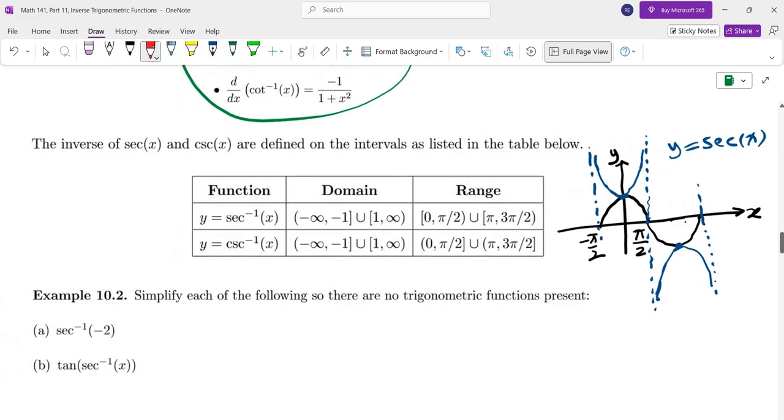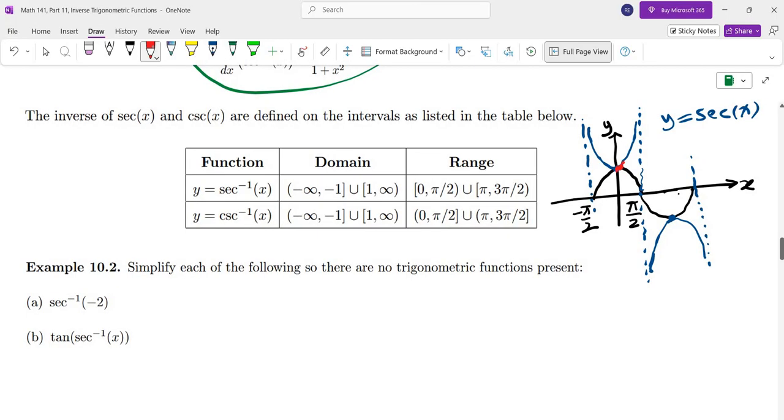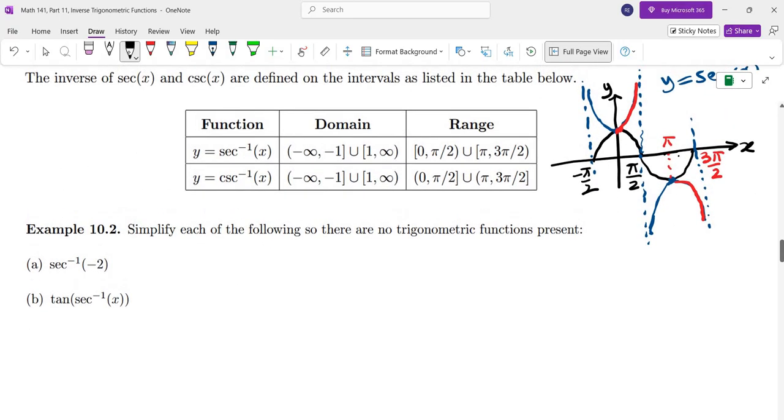Well, because of an absolute value that appears in the formulas, the best choice would be this piece and this piece. So this one is pi, this one is 3 pi over 2. So I have summarized that in this table. So secant inverse of x is equal to y. X is between negative infinity and negative 1 or between 1 and infinity. Y is either between 0 and pi over 2 or between pi and 3 pi over 2.